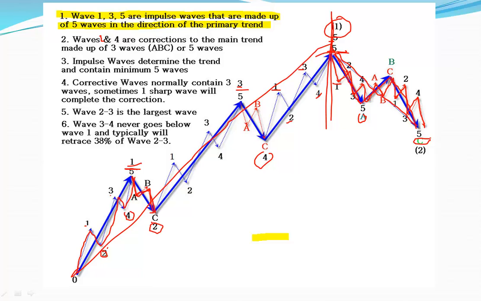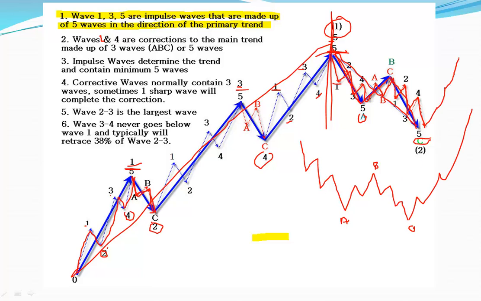But since it's a bigger, longer process, you may have that series of 1, 2, 3, 4, 5, A, B, C up, and then 1, 2, 3, 4, 5 to correct, to get that ABC corrective wave process before the market can start turning up again. So that's essentially what that is saying.